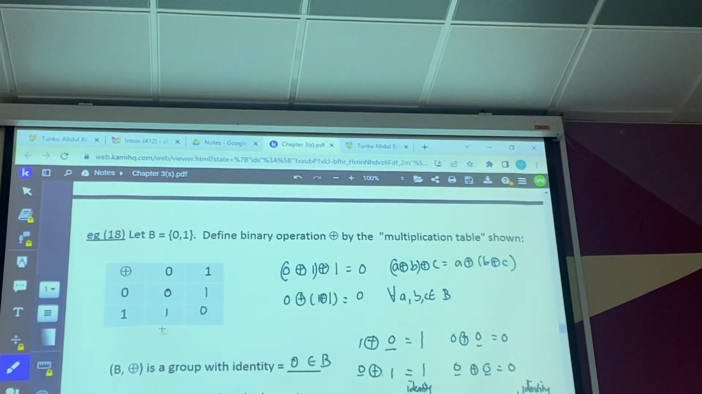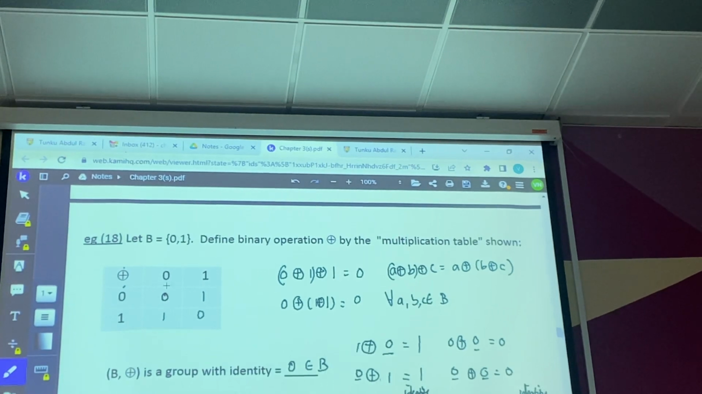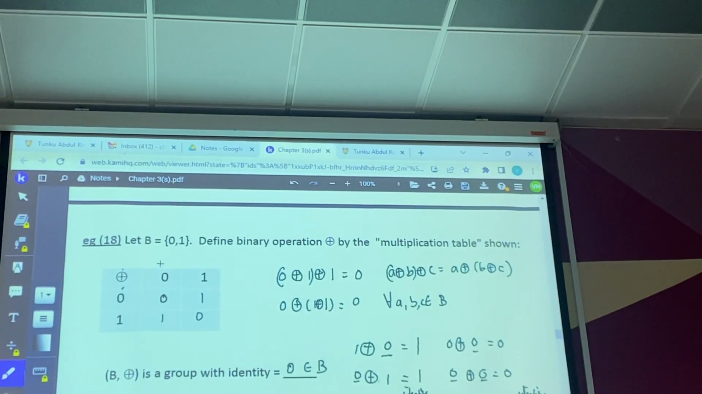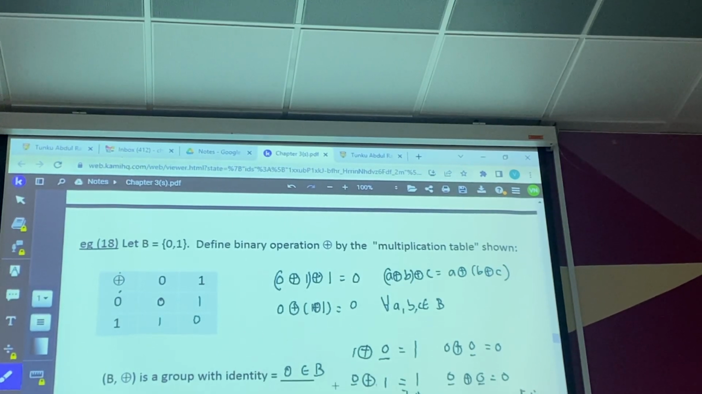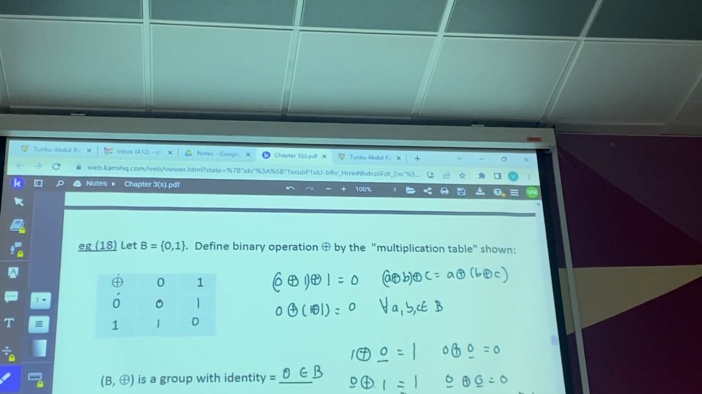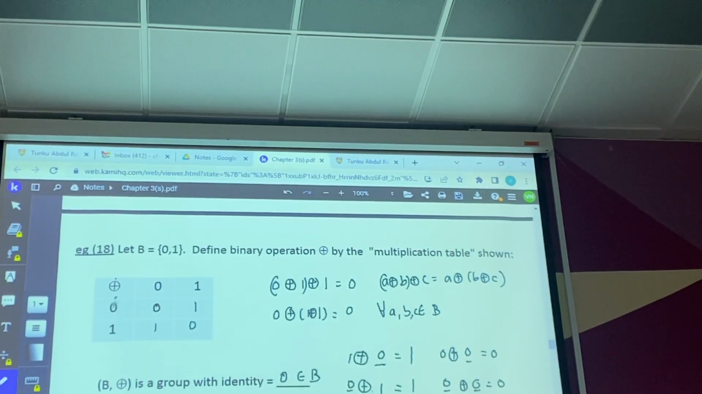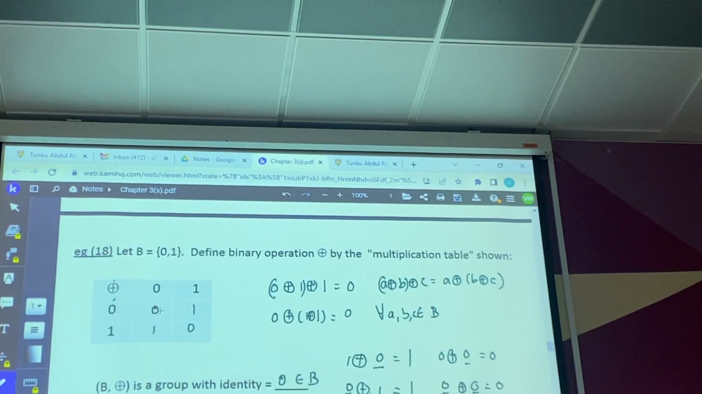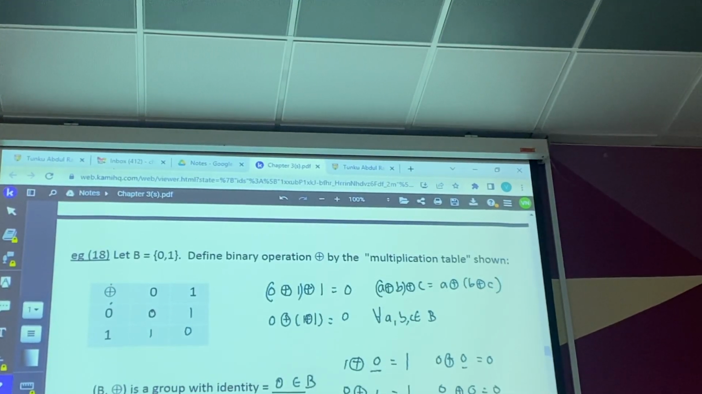Then look at the table here. 0 exclusive or 0, you get back 0, right? So the inverse is 0. Inverse exclusive or 0, get back 0. So the inverse is 0 for 0.